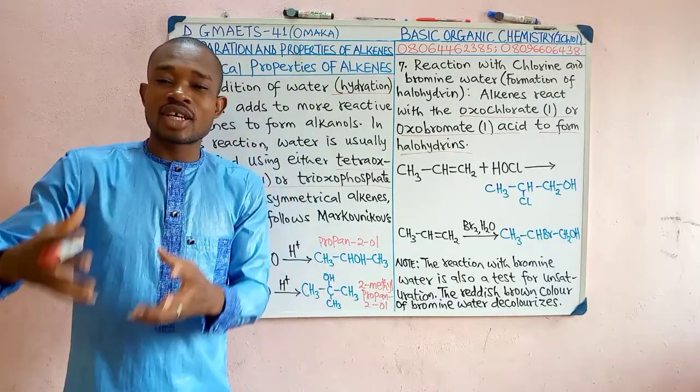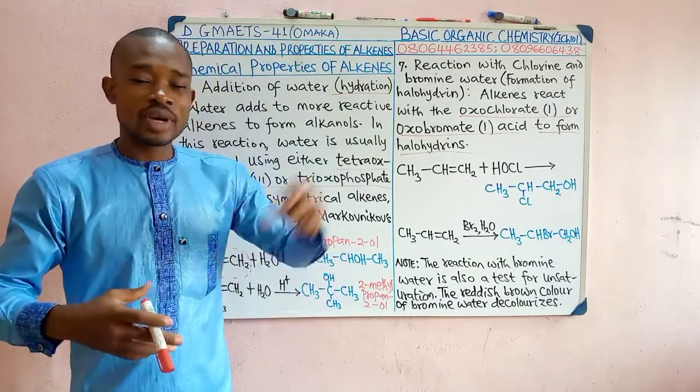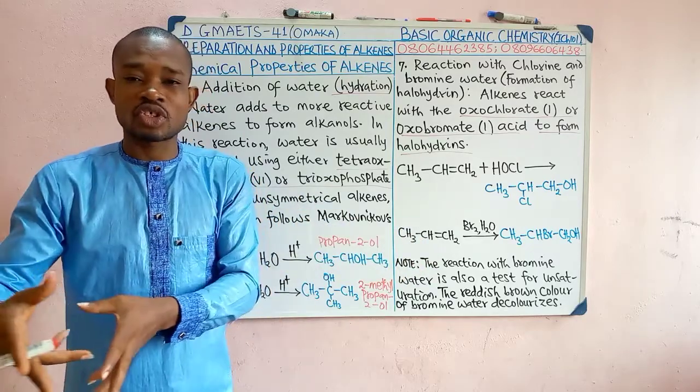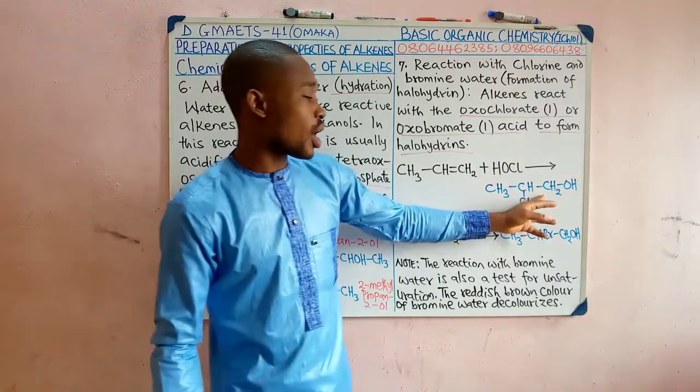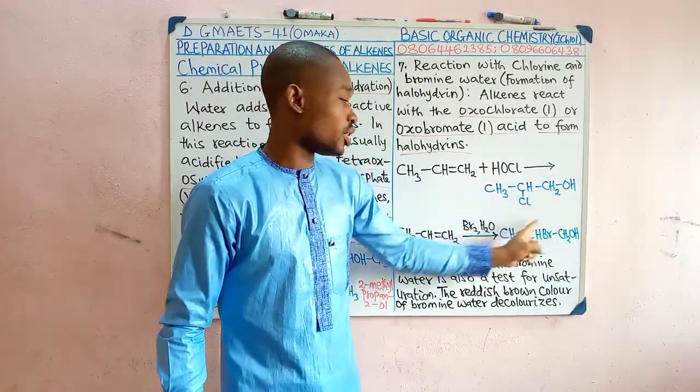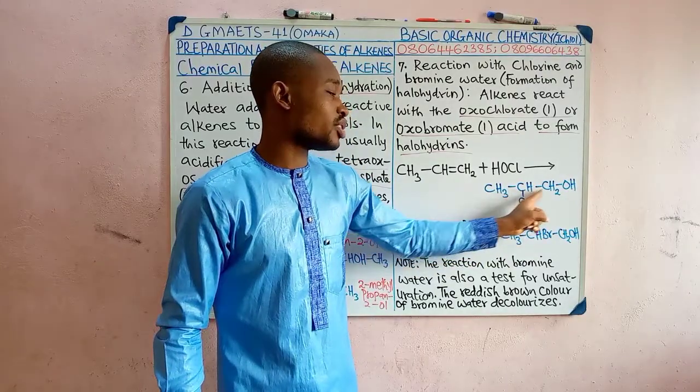You get an alkanol in which you have chlorine attached to the adjacent carbon. The adjacent carbon to the carbon of the functional group will bear the halogen. That's what we'll have here. This is the carbon CH2 bearing the functional group OH. Then this chlorine is attached to the adjacent carbon.